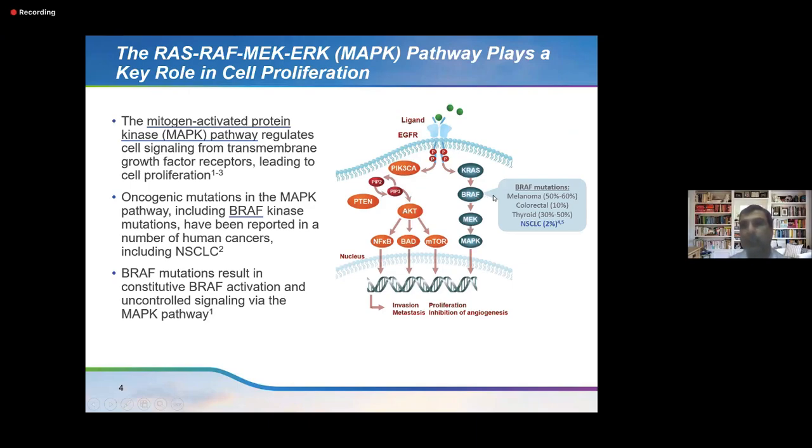BRAF mutation is present in melanoma in 50 to 60% of cases, 10% of colon cancers, 2% of non-small cell lung cancer, and 30 to 50% of thyroid cancer. If your BRAF gets mutated over here, then the MEK, MAPK pathway gets stimulated, which leads to invasion, metastasis, proliferation, and inhibition of angiogenesis. So any mutation in BRAF, without anything to do with KRAS, gets the downstream pathway activated and leads to metastasis.